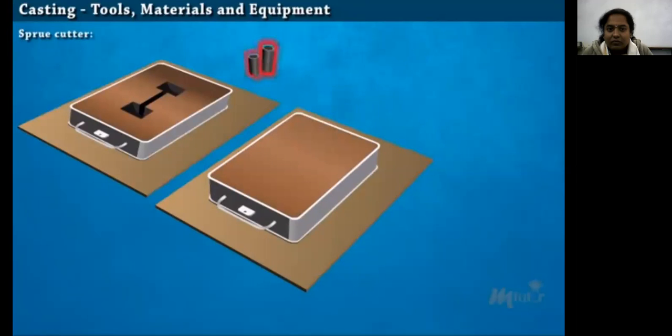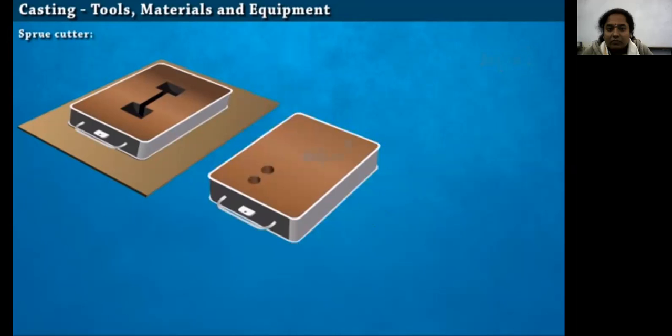Sprue cutter. It is in the form of a tapered tube which is inserted in the sand to produce the hole after ramming the mold. This facilitates the pouring of molten metal. Slick tool. They are the spoon-shaped trowels used for repairing or smoothing a mold surface and the edges after the pattern has been withdrawn.